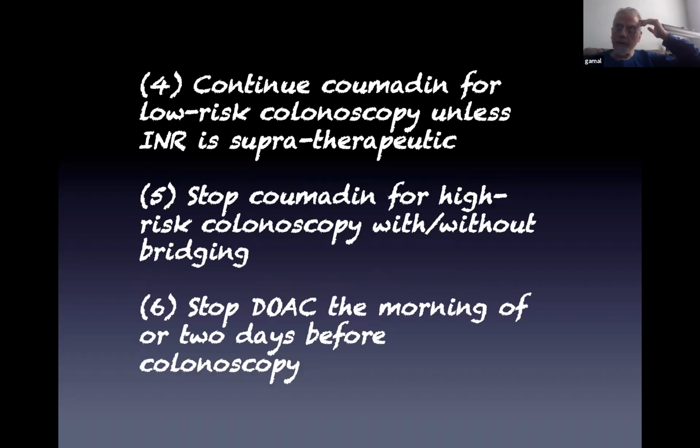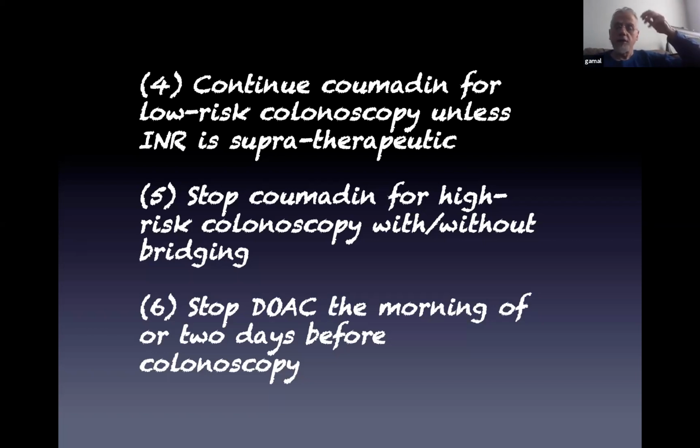Number four, we'll continue Coumadin, which is surprising, for low risk colonoscopy, unless the INR is super therapeutic, like 3, 4, 5. So again, average risk colon cancer screening after the age of 50, no symptoms. I'm just doing colonoscopy. The patient is taking Coumadin because of VTE or because of a metal valve. And the INR is 2.5 or 3 or 2.8, therapeutic range between 2 and 3. Don't stop the Coumadin. Go ahead and do your colonoscopy.